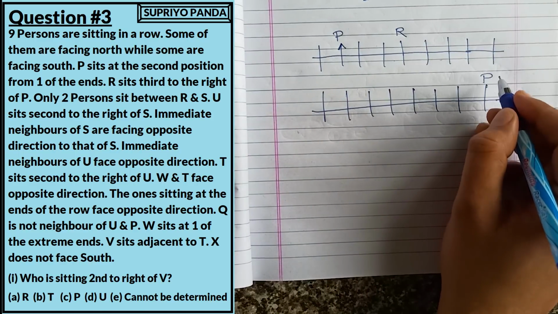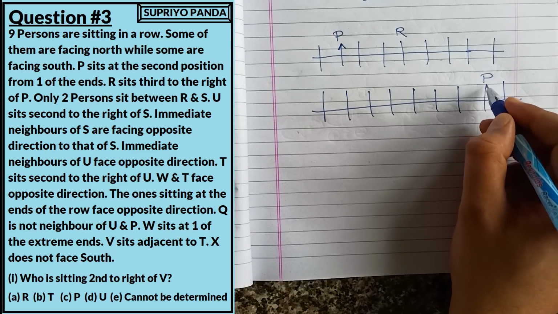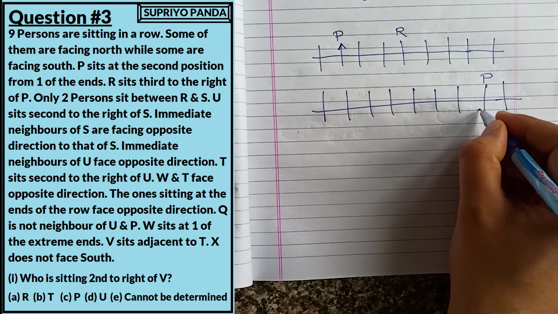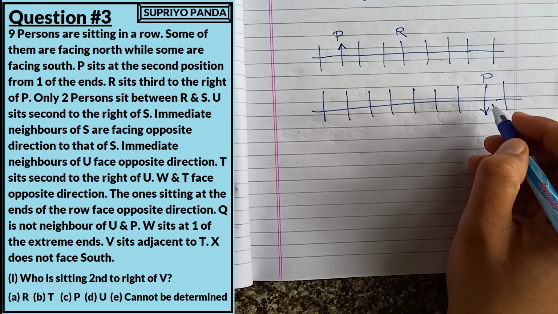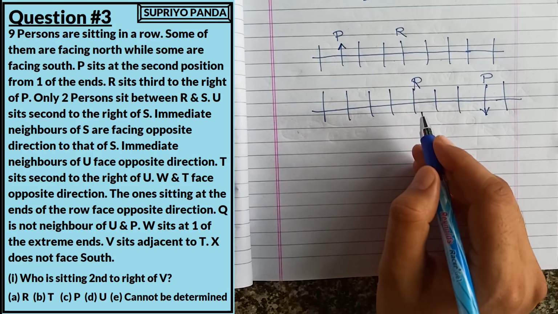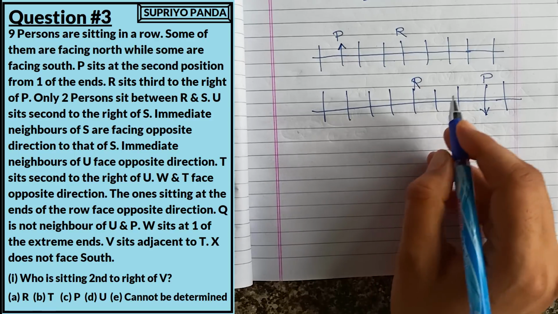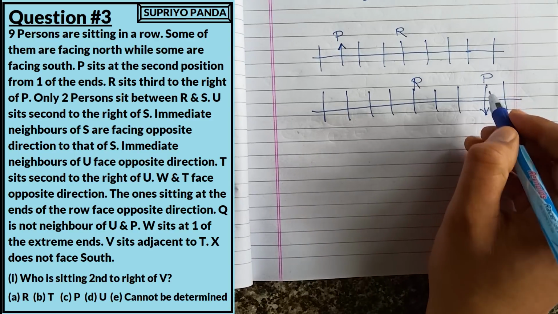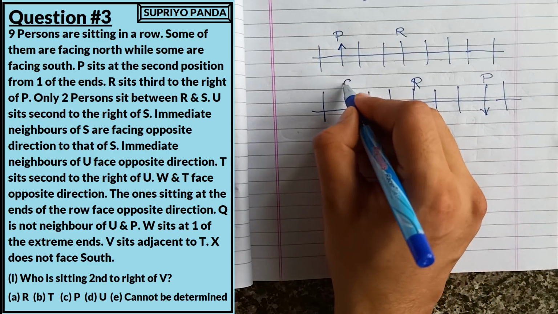And now over here in the similar way, if we face north over here, then we cannot fit it. So P has to face south in this combination. And now R will be 1, 2, 3 over here. R. Only 2 persons sit between R and S. So can S be over here? No, because we already have P over here. So S has to be over here.